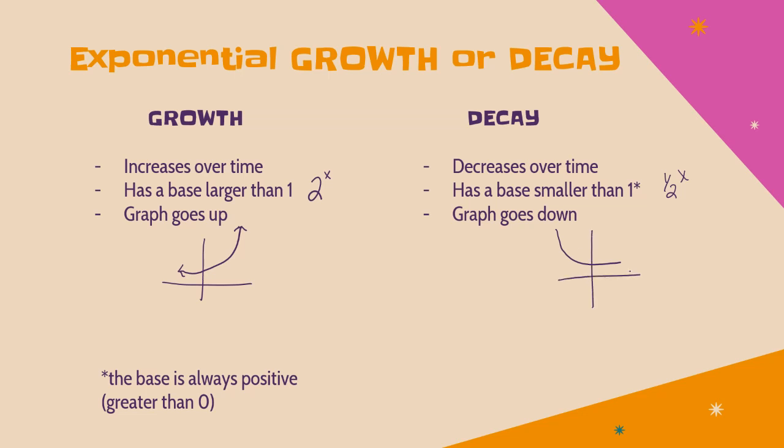on the coordinate plane. Okay, so they're two sides of the same coin. Growth is increasing, goes up, has a base that's larger than 1. Decay is decreasing, goes down, has a base that is smaller than 1. But remember, the base is still always positive. You cannot have a negative base when we are talking about exponential functions.